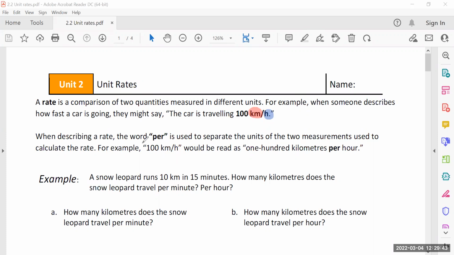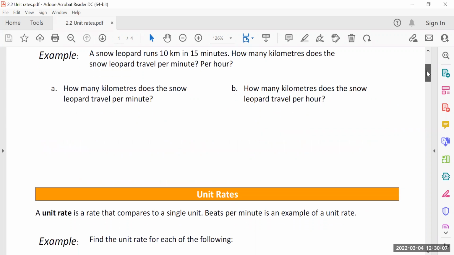When describing a rate, the word per is used, which makes sense, right? 100 kilometers per hour. It's read as 100 kilometers per hour. So far, so good. Any questions? I'm hoping not. It's not supposed to be a trick question. We're looking at how ratios can be applied in a very easy way. Let's take a look at some examples.